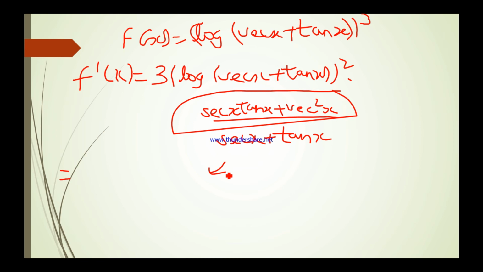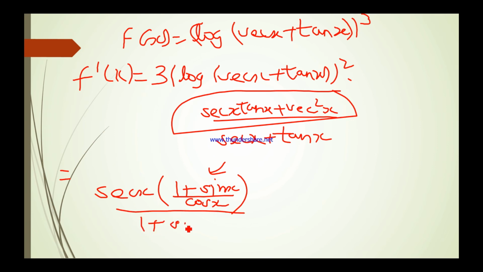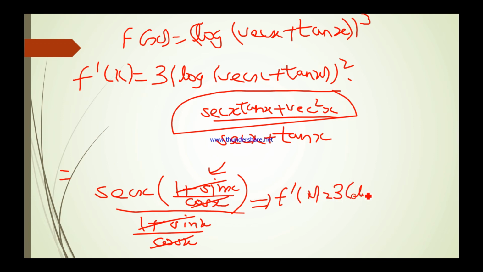So if I simplify that, I will be getting sec x times 1 plus sin x by cos x by 1 plus sin x by cos x. Cos x will get cut, 1 plus sin x and sin x will get cut, therefore sec x will remain. So we will get finally f dash of x to be equal to 3 times of log sec x plus tan x, the whole square into sec x.